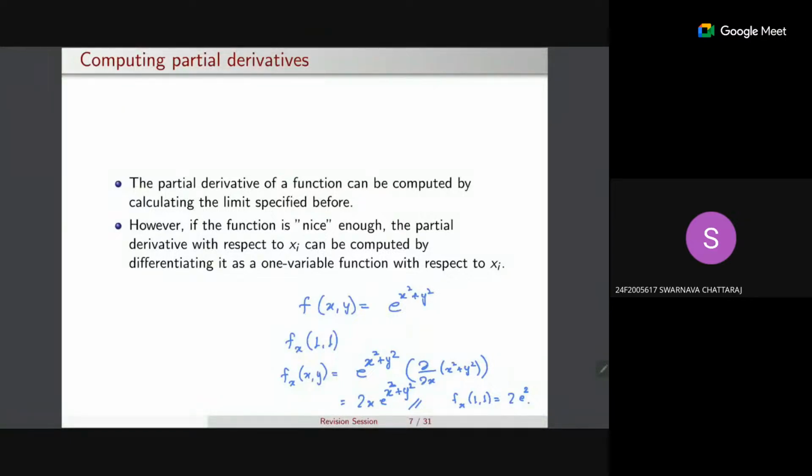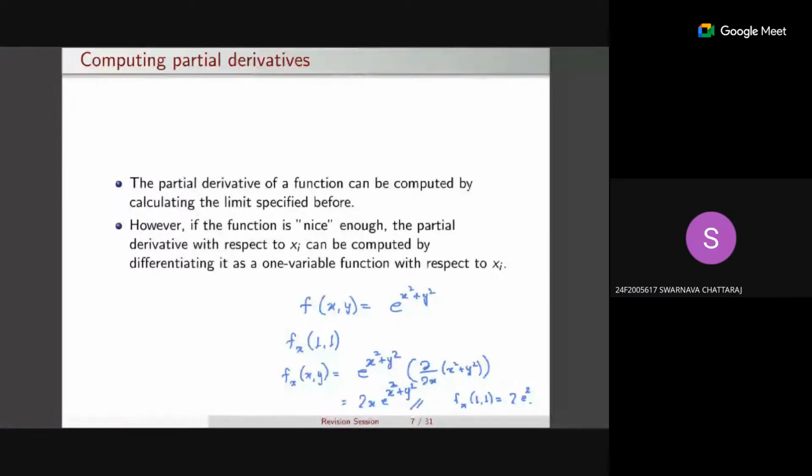So for well-behaved functions like polynomial functions and so on, you can just differentiate. When you're calculating the partial derivative with respect to x, you treat y as constant, and if you're taking the partial derivative with respect to y, then you treat x as constant. Since you're measuring the change in only one variable, you're thinking of the other as constant. That's how you have to think about it.